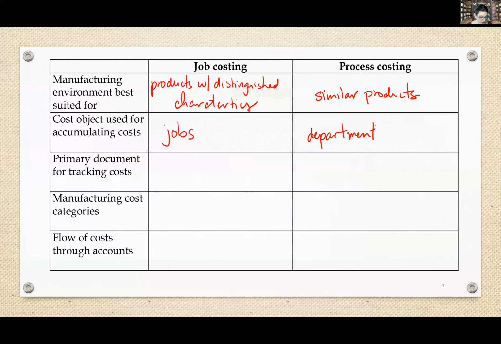And the primary document for tracking costs: for job costing, we use a job cost sheet, and for process costing, we use what's called a production cost report.